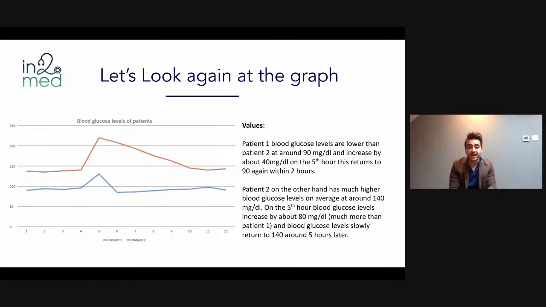For example, saying at the 10th hour, the blood glucose was, for patient 1, 95. At 9, it was 90. At 11, it was 100. Those are pretty irrelevant. The line is basically flat. You don't have to cover that information. And it's testing you. Can you sift through the irrelevant information to the key pertinent information?